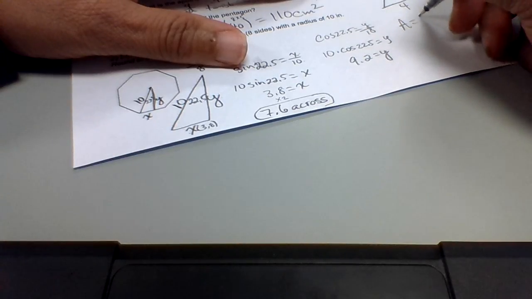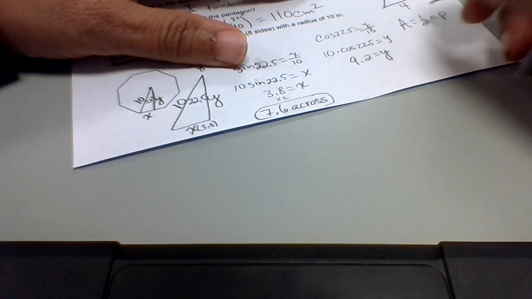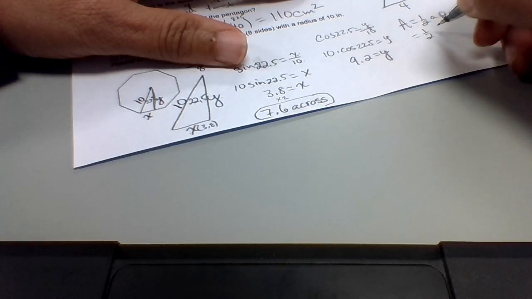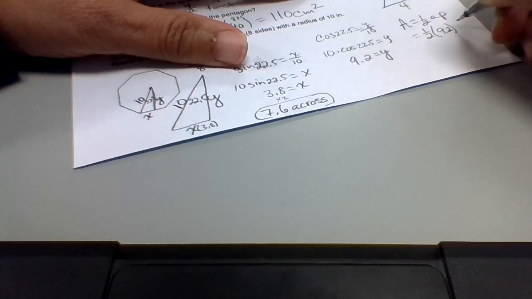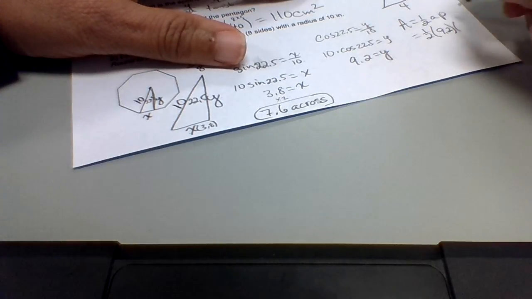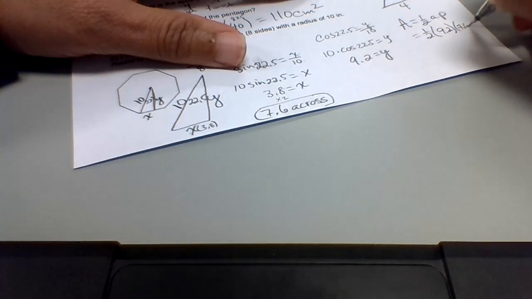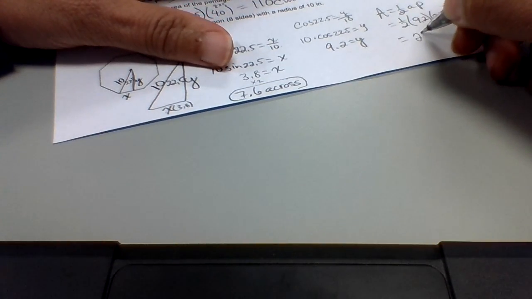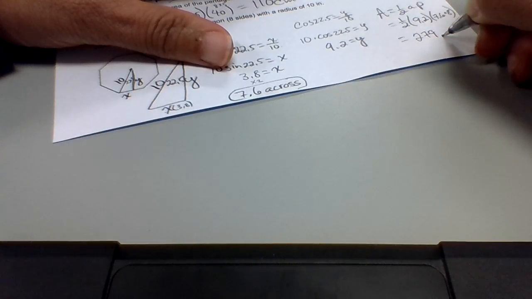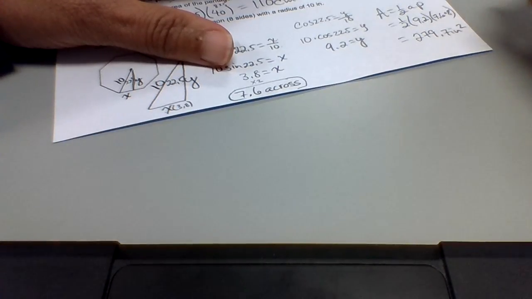So A equals 1/2 AP, and 1/2 times the apothem, which is 9.2, times 7.6 times 8, because there's 8 sides. And doing the math here, you end up with 279.7 inches squared. Next page.